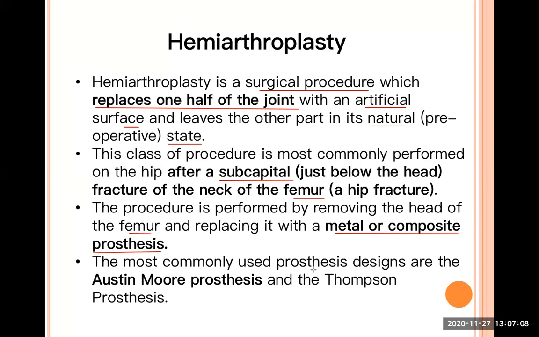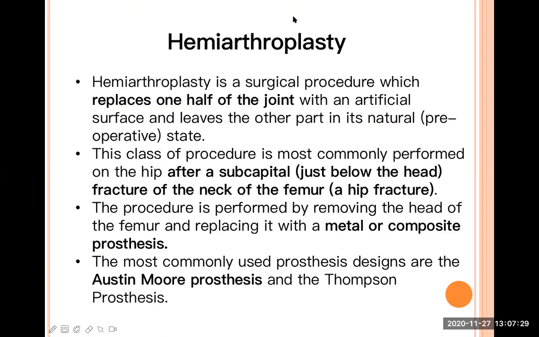The most commonly used prosthesis designs are the Austin-Moore prosthesis and the Thompson prosthesis. So these are the two special types of prosthesis which are most commonly used, Austin-Moore and the Thompson. It's just the name of the prosthesis.